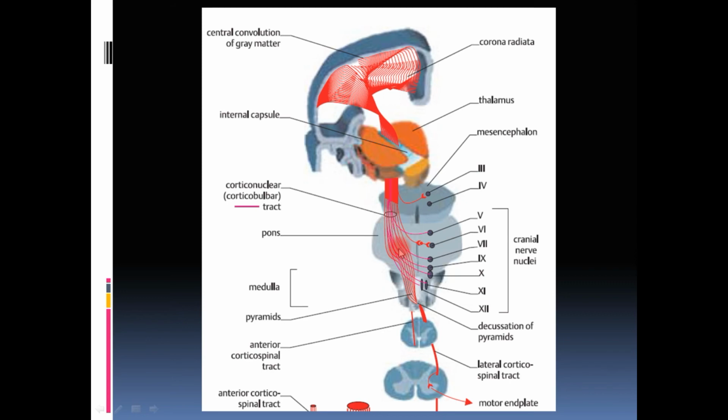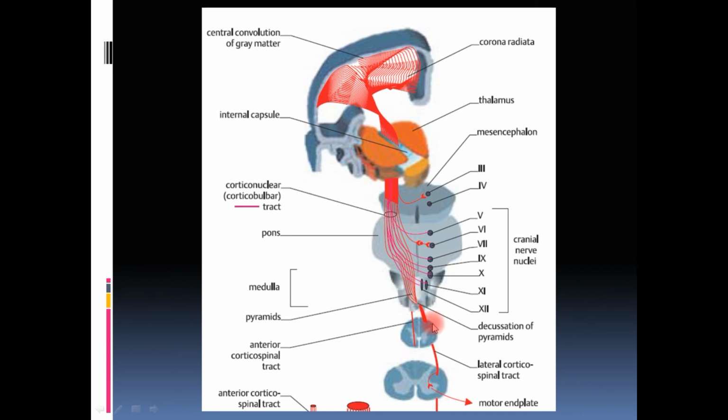Then it goes into the pons and medulla, and in the medulla it forms the pyramid, as you can see here, and at the lower part of the medulla it crosses over to the other side. There the crossing over occurs. That is why we say the left part of our brain controls the right part of our body, and the right part of our brain controls the left part of our body. It is because of this crossover.